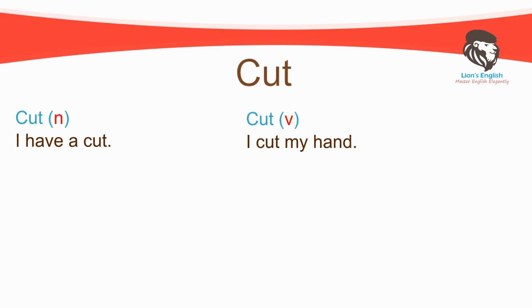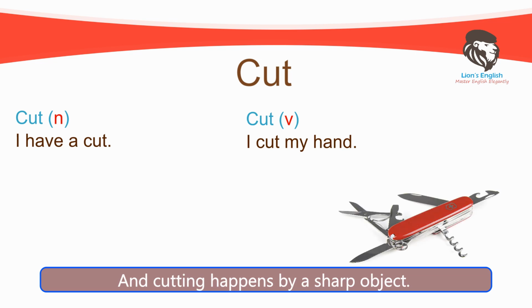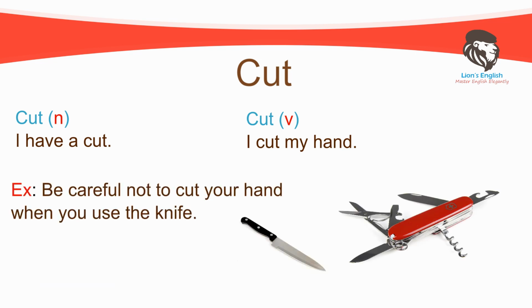I have a cut. This is the noun cut. There's also the verb cut. I cut my hand. And cutting happens by a sharp object. Another example, be careful not to cut your hand when you use the knife.